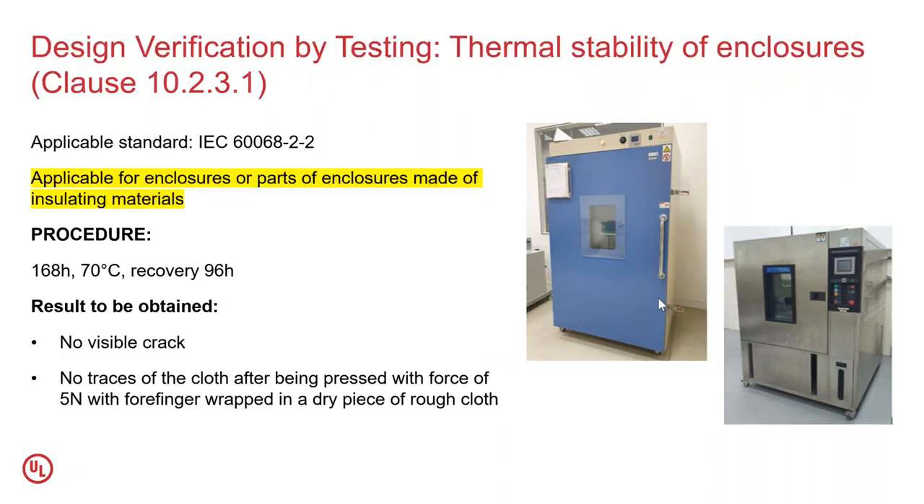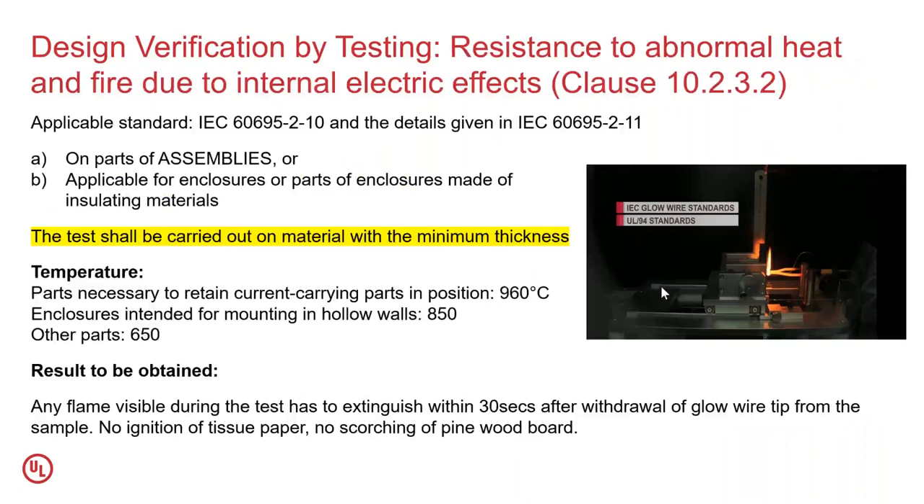You can still refer to the standard for the testing part, but my intention in this seminar is to give a concept of how to understand this. Next one, as I mentioned, is the glow wire test. There are two parts in an assembly, applicable to enclosures of insulating materials. The parts necessary to retain the current carrying parts, directly linked with current carrying parts, are tested at 960 degrees centigrade. The enclosure supporting parts are tested at 650 degrees centigrade. Other parts are 850, but normally we are talking about 960 or 650 degrees centigrade, for current carrying parts and supporting parts.